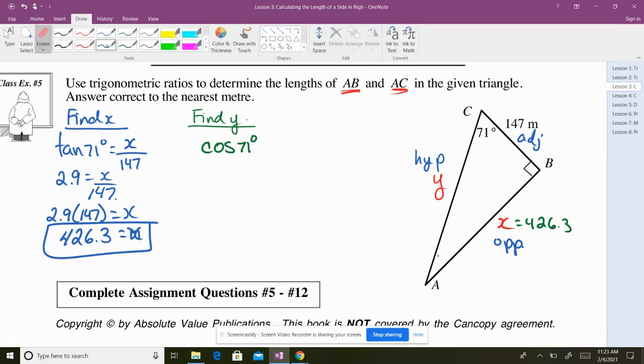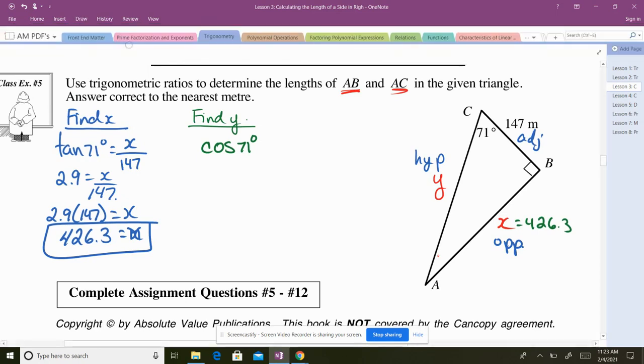All right. Okay, cosine is adjacent over hypotenuse. My adjacent is 147. My hypotenuse is y. Now it should work. 0.325. And what do I do here? Yes. You switch them. And you get 451.5 meters.